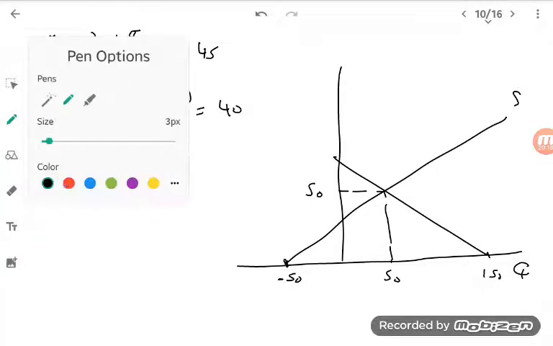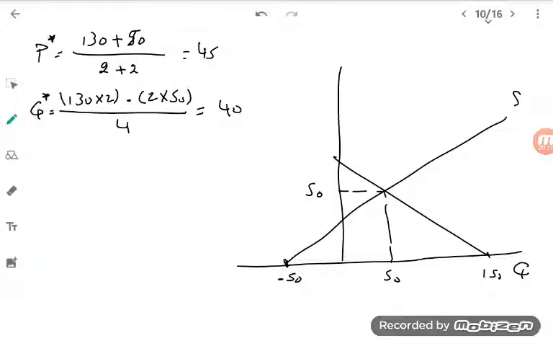This can be illustrated graphically. As the government imposed a quantity tax on the consumers, the demand curve will shift to the left, and we are going to have a new equilibrium point at 40 and 45. It's very important to illustrate everything graphically.